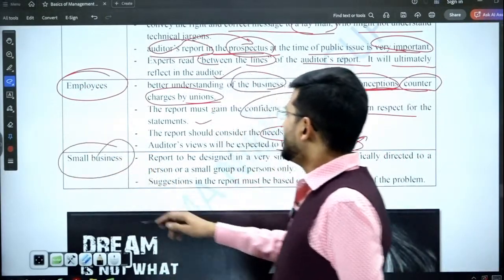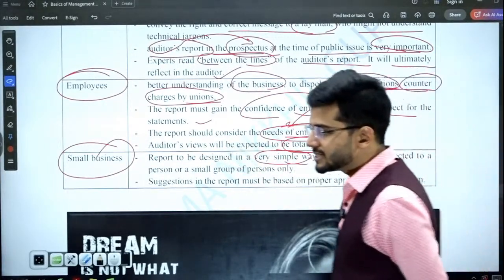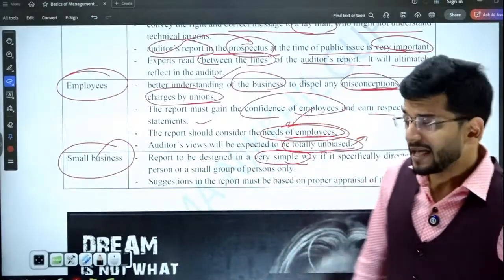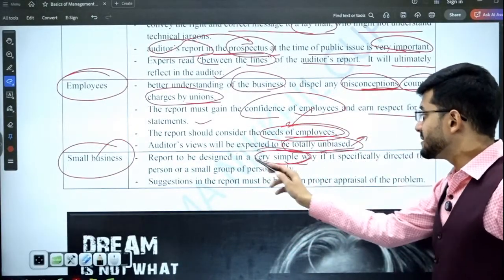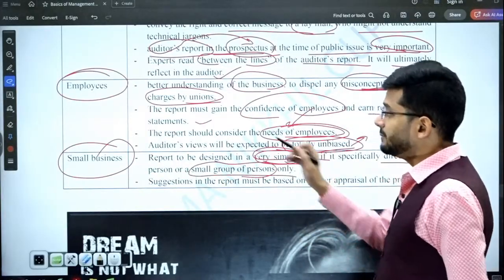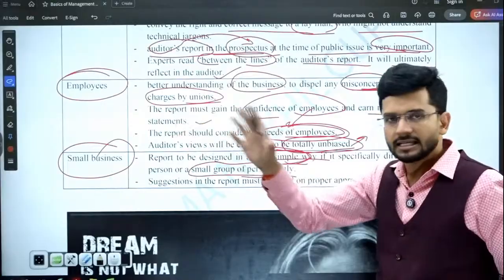Then small businesses: a report is to be designed in a very simple way. If you are conducting a management audit of a small business like an MSME, then your report should be very simple and it should be directed towards a person or small group of persons only, because the stakeholders are fewer. So the report should be simple and should be concise.